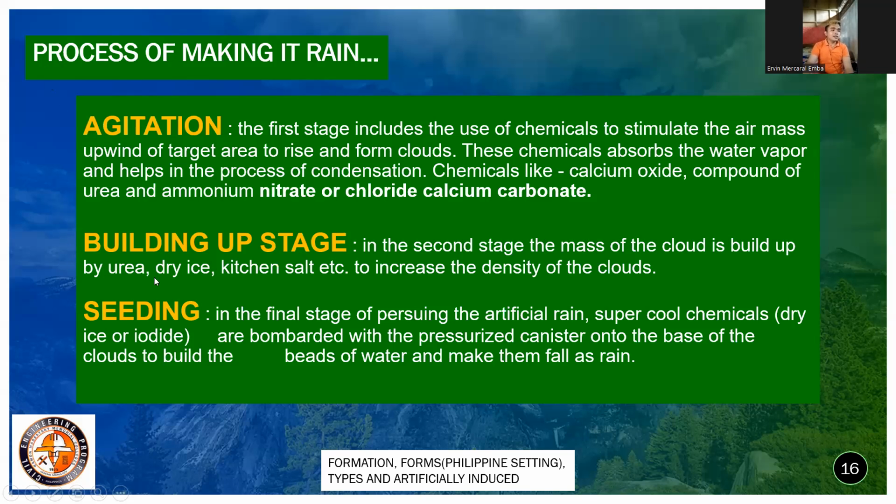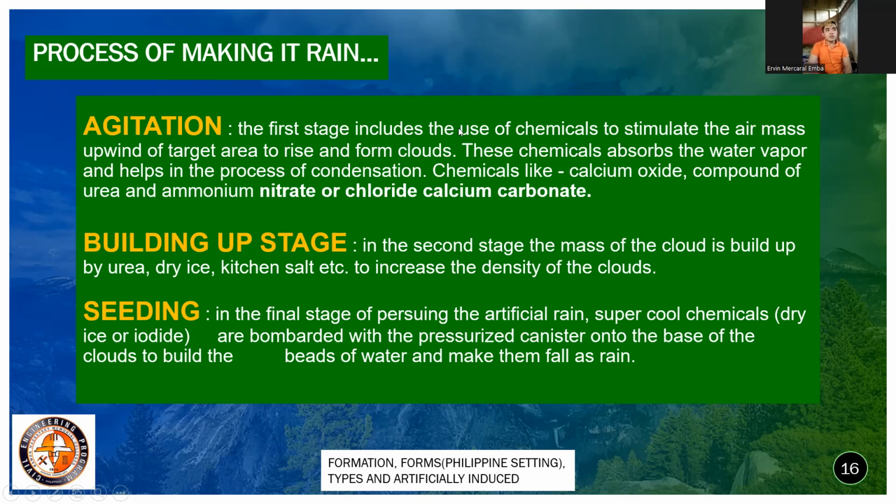So agitation, building up stage, and seeding. Agitation is the starting point. The first stage includes the use of chemicals to stimulate the air mass upwind of the target area to rise and form clouds. So the chemicals that the plane brings can stimulate the air mass upon the target area to rise and form clouds.